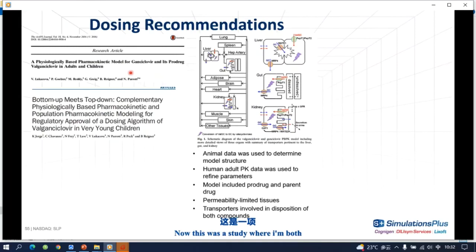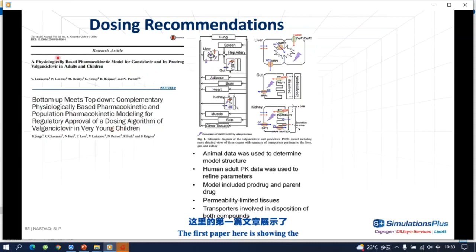This was a study where both PBPK and population PK were done with the goal of determining a dosing algorithm for valganciclovir in very young children. They were looking for a dosing strategy in children less than 4 months old. So they took this two-pronged approach, building both a PBPK model and a population PK model, just to see if they would give similar predictions. And of course, if the two different approaches meet in the middle, it gives them more confidence that it's going well.